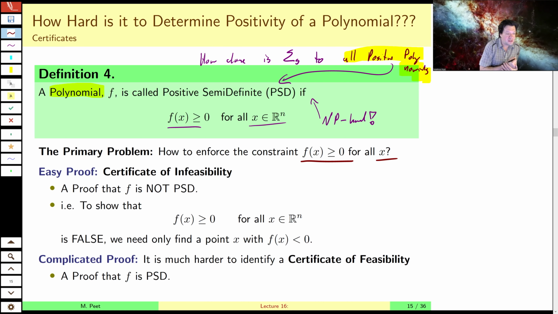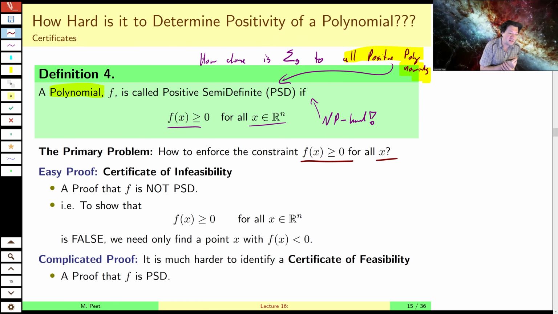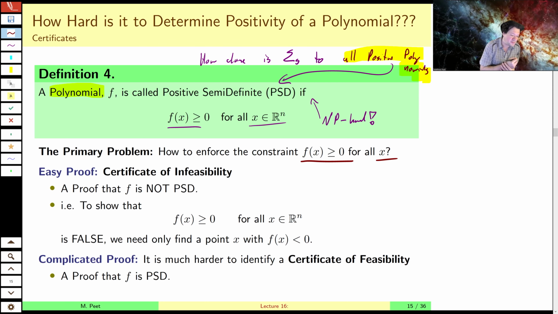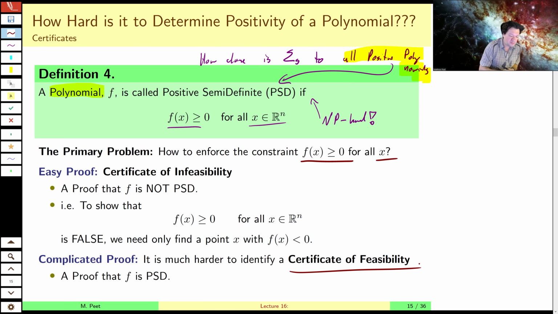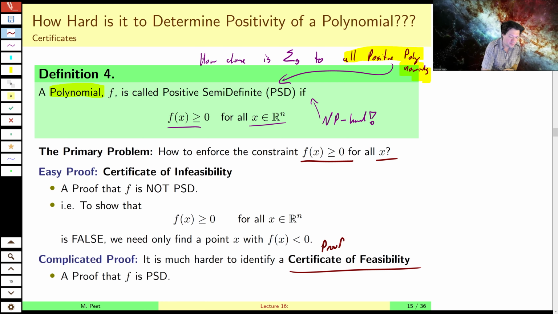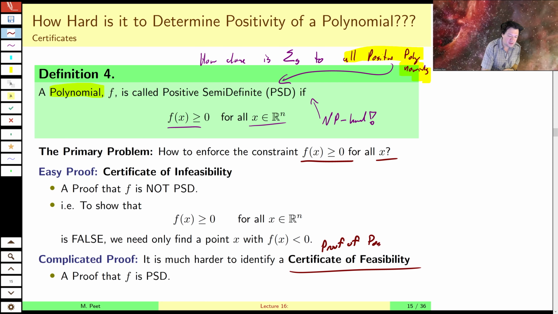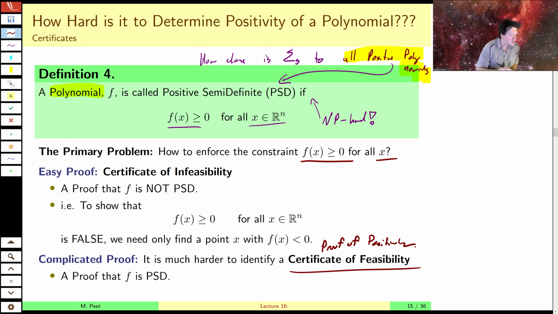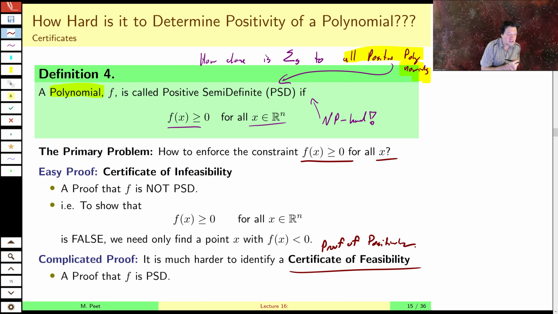So can any proof of positivity, for example, be expressed as a sum of squares condition? Now that's a challenging question. The question of proving things as positive is actually much harder than the question of checking whether an individual point is positive, of course.